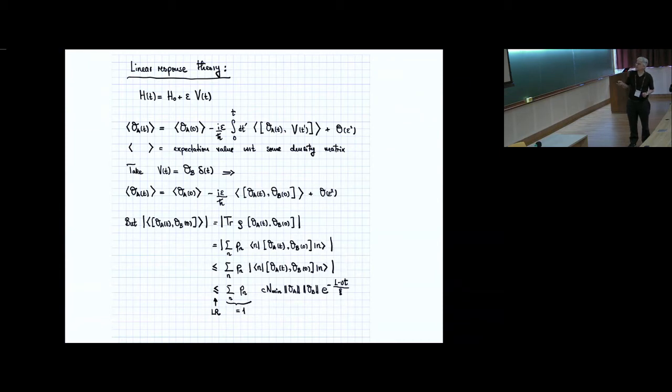Sorry, there's a typo here. What I mean is OA of t without the perturbation. Thank you for pointing this out. So there's a typo on the slide. I did this late last night. So this is the unperturbed expectation value. Thank you for pointing that out. So this is literally the correction.